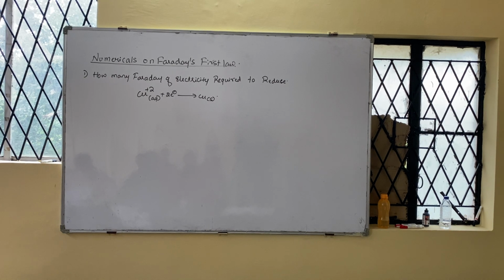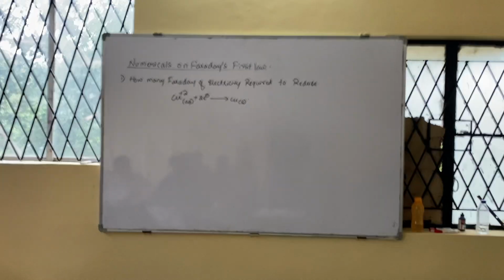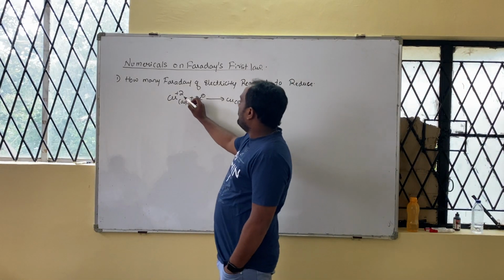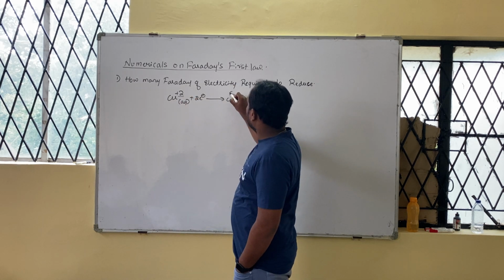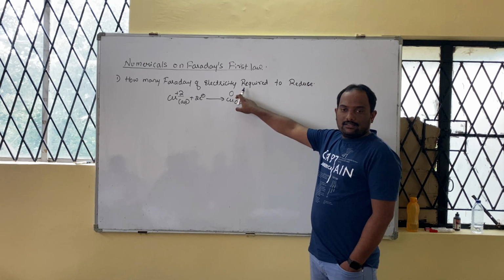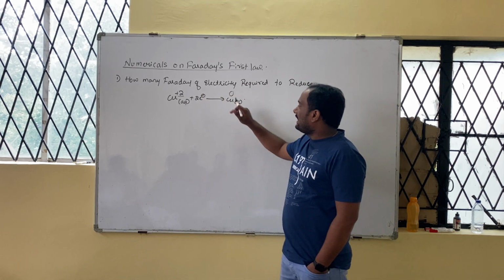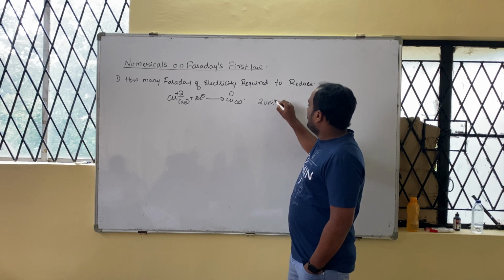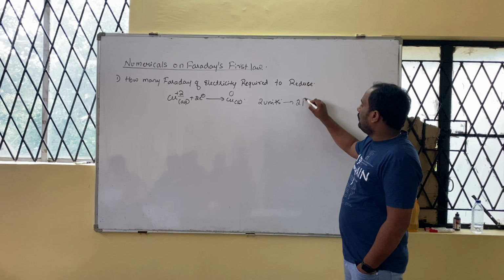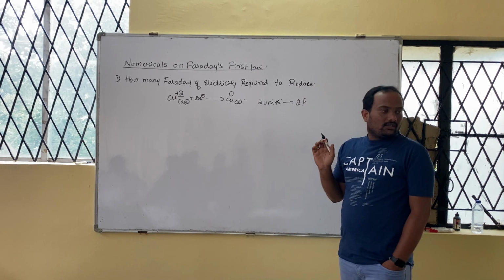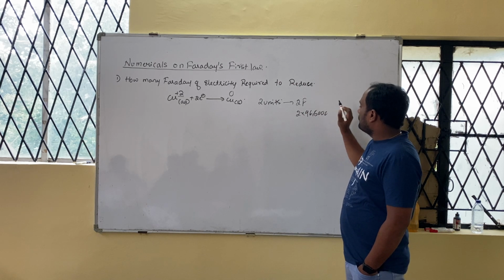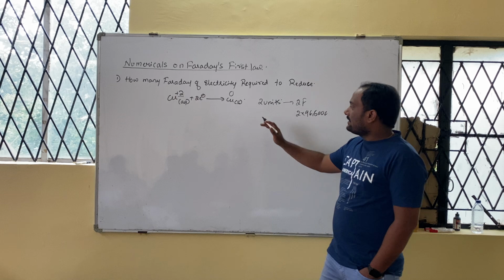How much Faraday is required? What is your opinion about this? See here, +2 has become how much? 0, because the elemental state oxidation number is always 0. So from +2 to 0, the decrease is by how many units? 2 units. Then how much Faraday is required? 2 Faraday. Am I right? In coulombs, 2 into 96,500 coulombs.